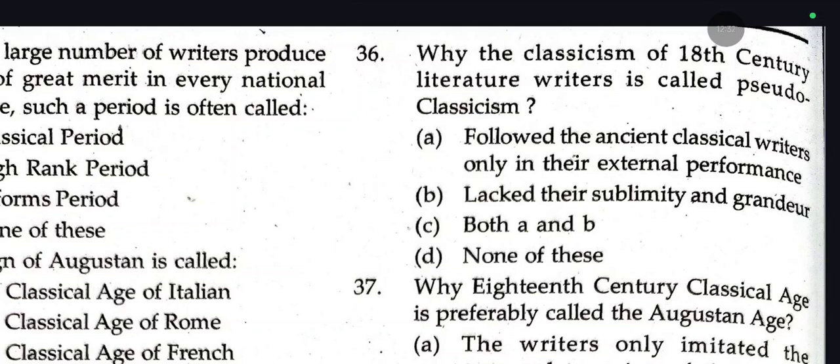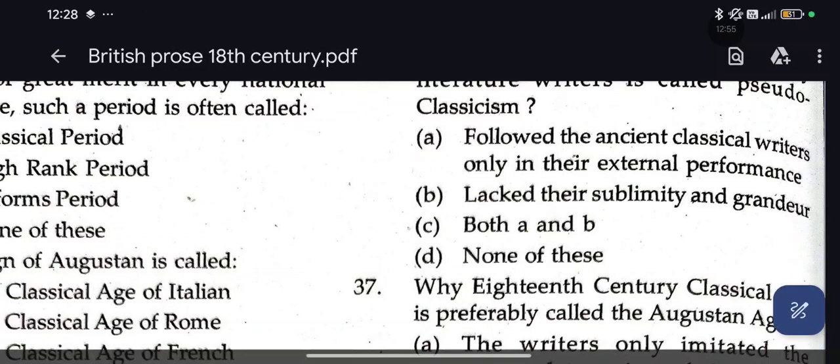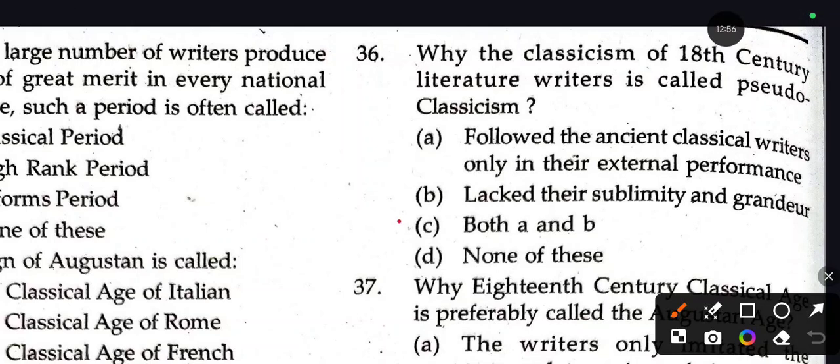Question number 36. Why is the classicism of 18th century literature writers called pseudo-classicism? Because it was followed from the ancient classical writers only in external performance, and it also lacked their sublimity and grandeur. So both A and B will be the answer.